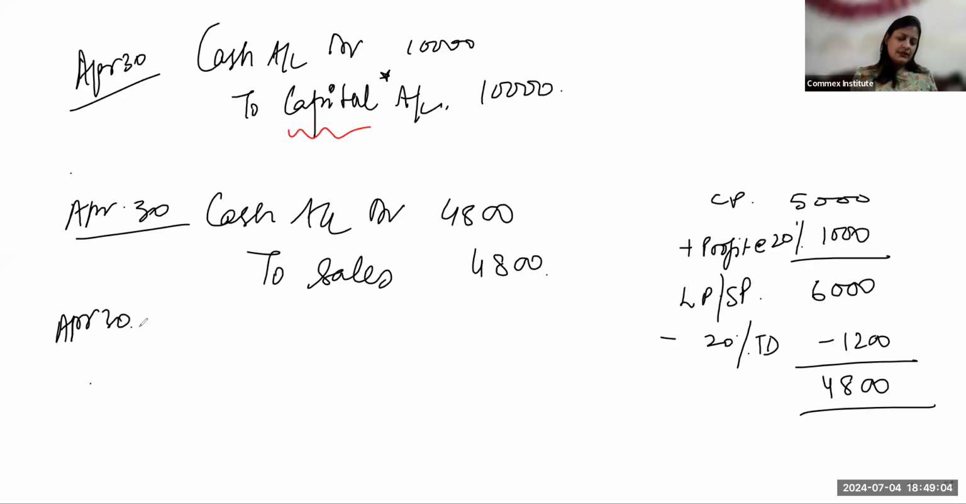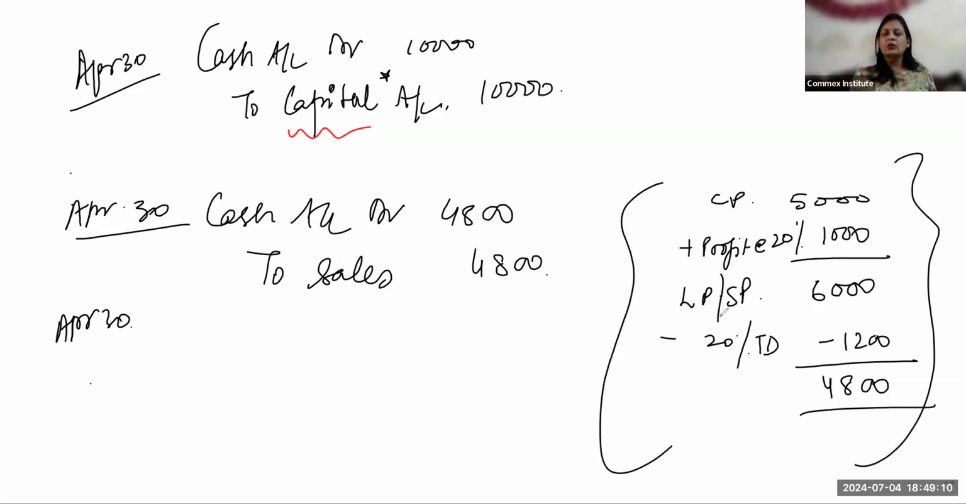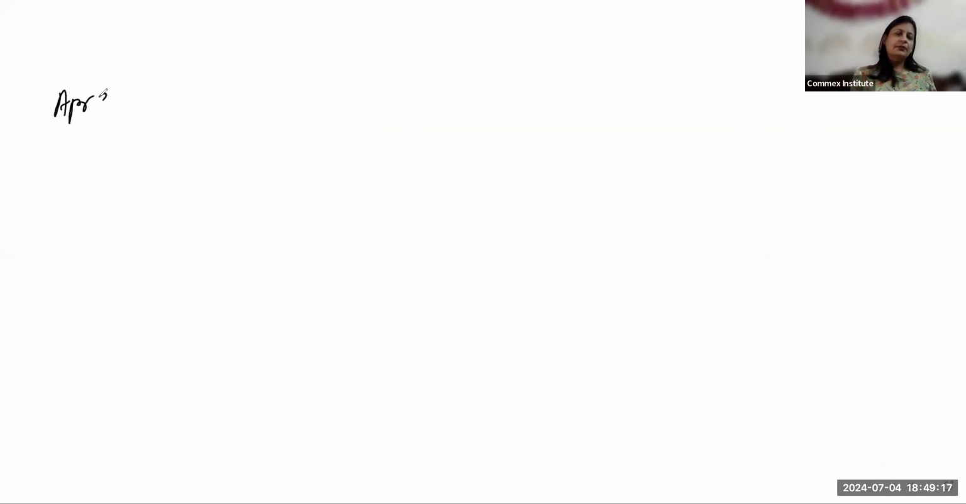Then April 30th, the last entry. I'll make that entry on the next page. Have you all taken down the working note also? You will have to show the calculations, children, on the side. April 30th, the last entry: sold goods costing 20,000 to Sudhir at a profit of 20% of the sales.